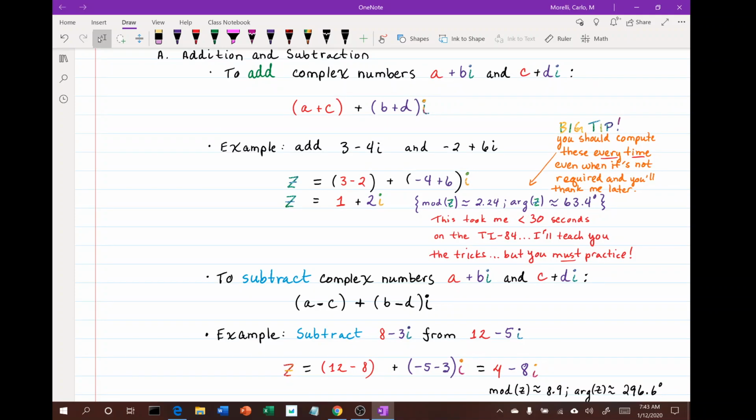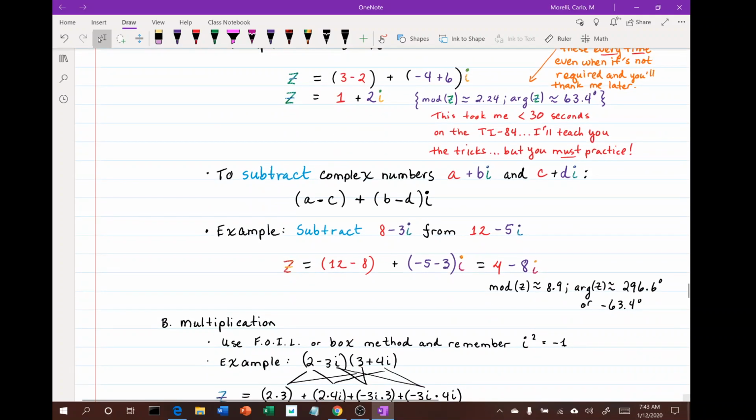Now, subtracting complex numbers is just as easy as adding them. Instead of adding together the real and imaginary components of the complex number, you just subtract them from one another. So here's an example. Subtract 8 minus 3i from 12 minus 5i. Right? So be careful with the language there. I said subtract 8 minus 3i from 12 minus 5i.